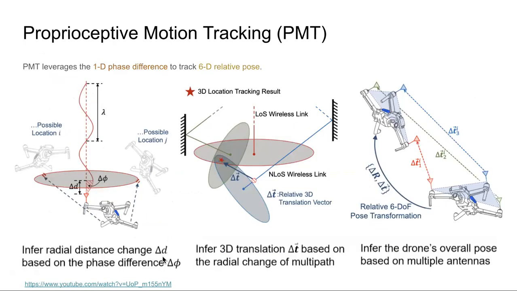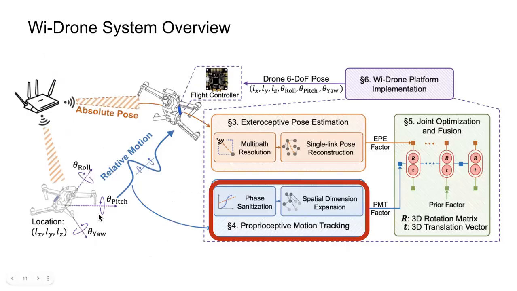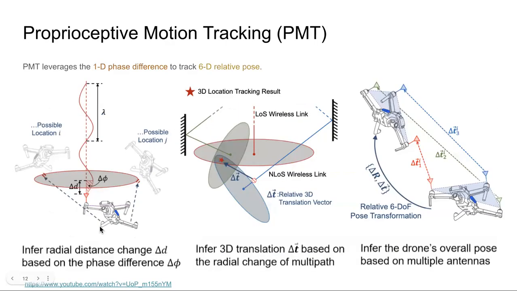So here, basically, the purpose of this one is that we want to infer the relative change, the relative motion. To be concrete, we want to infer the delta XYZ and delta angle. To do that, they leverage the 1D phase difference to check the 6D relative pose. 1D phase difference, to be concrete.